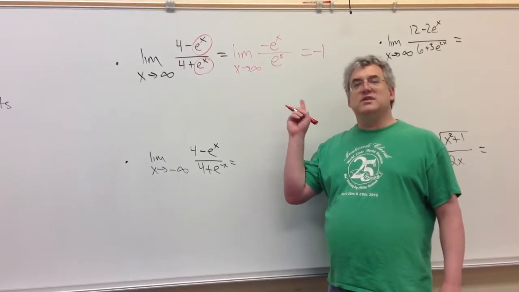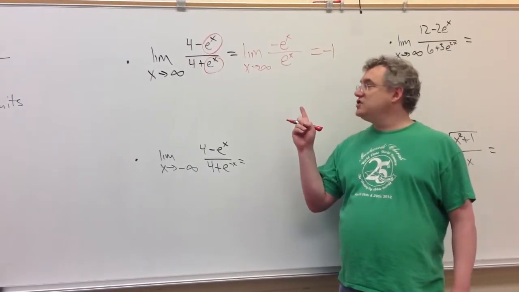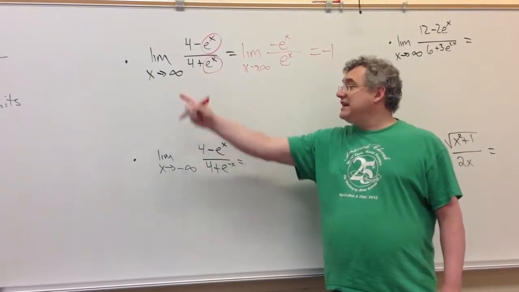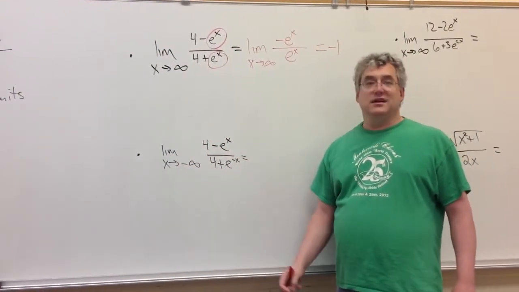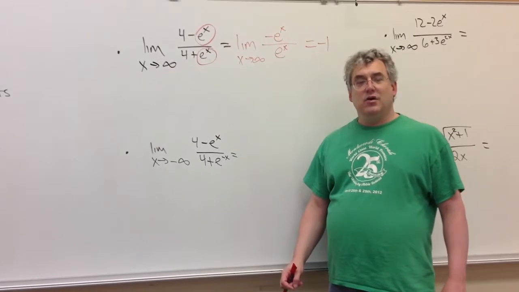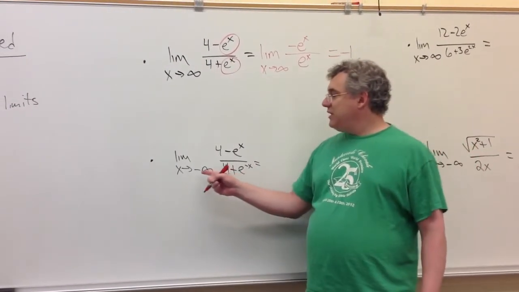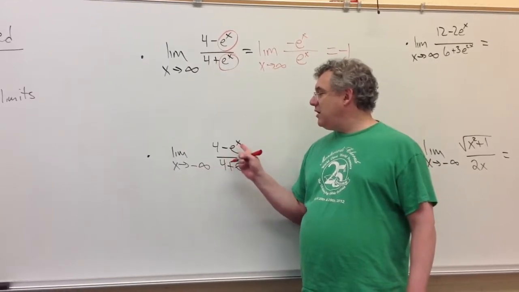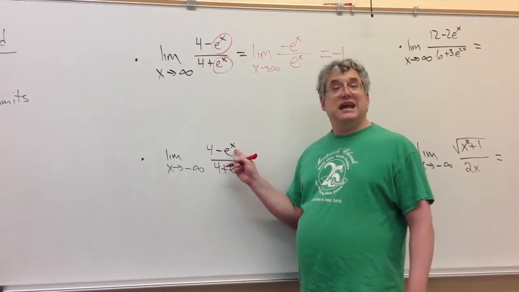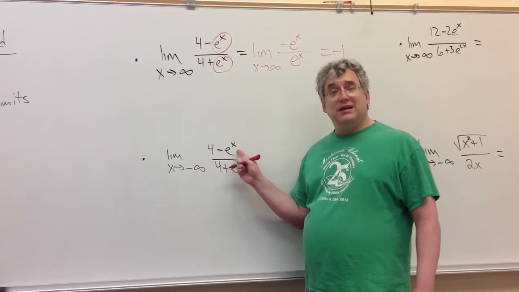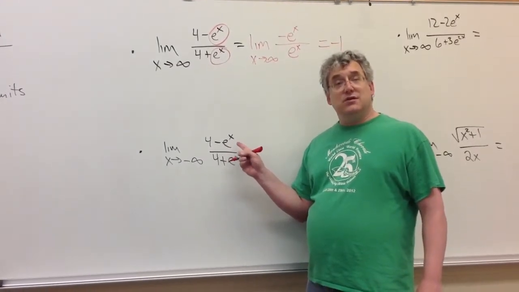However, remember, this is not a rational function. So instead of going to infinity, let's try minus infinity. Now, what do we have? What is the most significant term? Well, if you start plugging in values of minus infinity, really small, into e, e to the minus a really big number is close to 0.